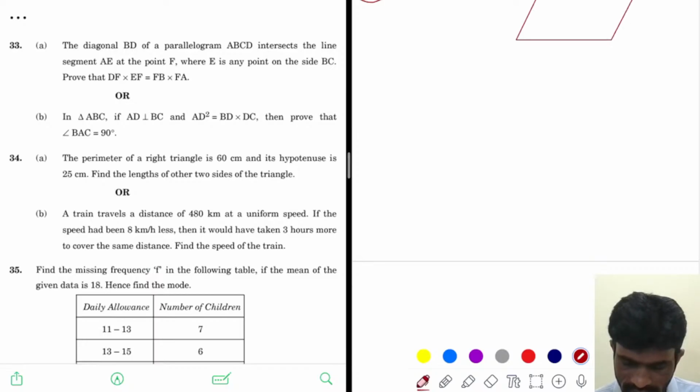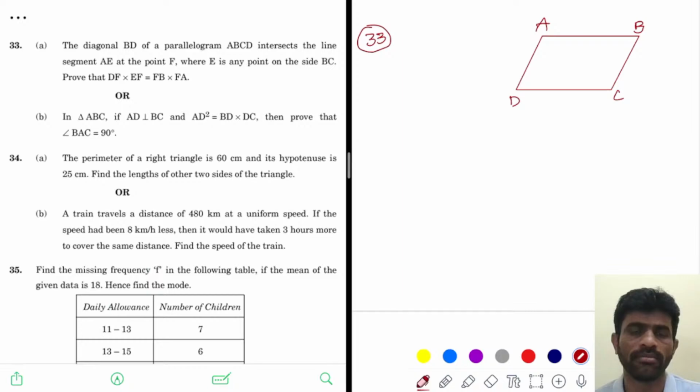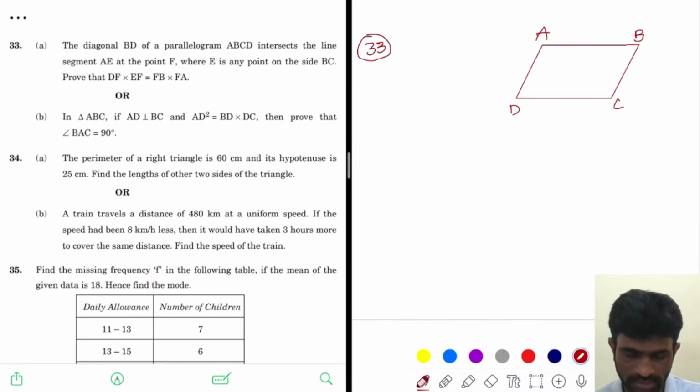ABCD is a parallelogram. In parallelogram ABCD, BD is intersecting AE. So join BD.